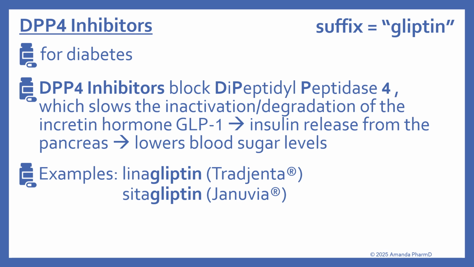Next are the DPP-4 inhibitors. These are for diabetes. The DPP-4 inhibitors block dipeptidyl peptidase 4, which slows the inactivation or degradation of the incretin hormone GLP-1. This causes insulin release from the pancreas, which in turn will lower blood sugar levels. Some examples of the DPP-4 inhibitors include linagliptin, brand name is Tradjenta, or sitagliptin, brand name is Januvia. And the suffix for the DPP-4 inhibitors is gliptin.